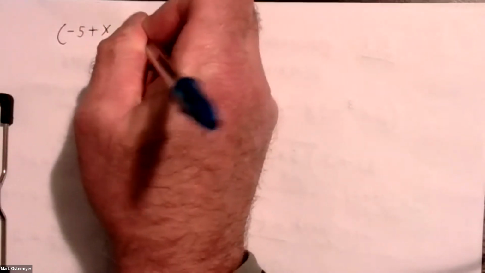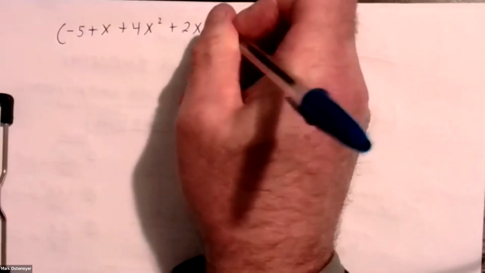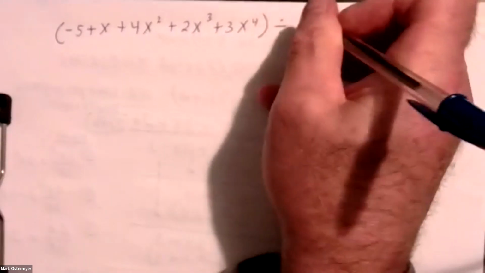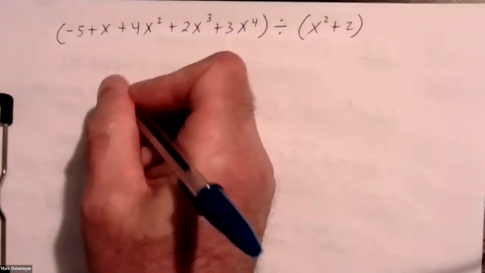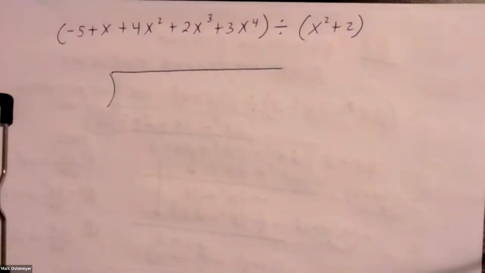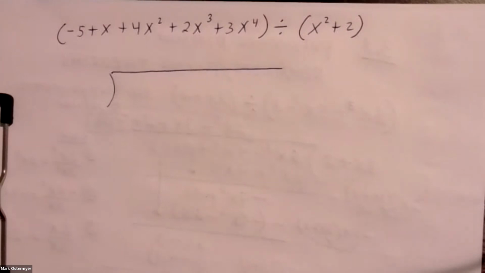All right, we will try to take negative 5 plus x plus 4x squared plus 2x cubed plus 3x to the fourth, and we're going to try to divide this by x squared plus 2. Here's your long division bar. And what goes outside and what goes underneath? Where does the x squared plus 2 go? Outside or underneath the division bar? Outside. This is our divisor.